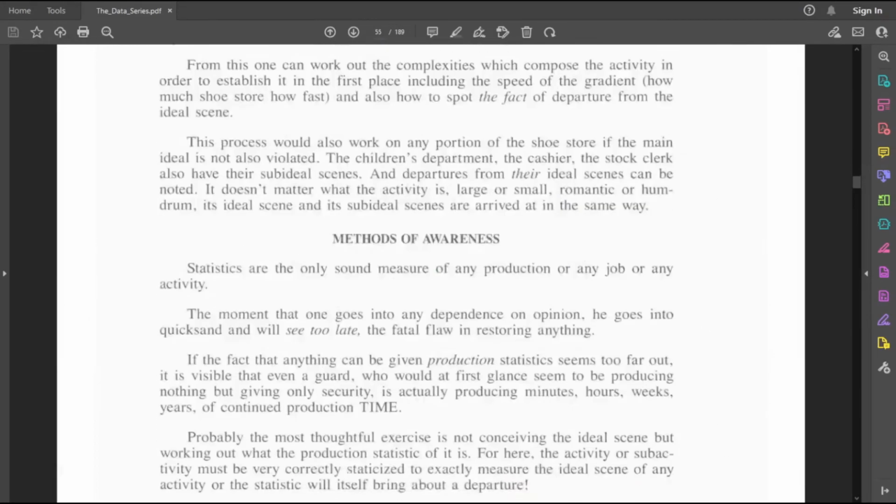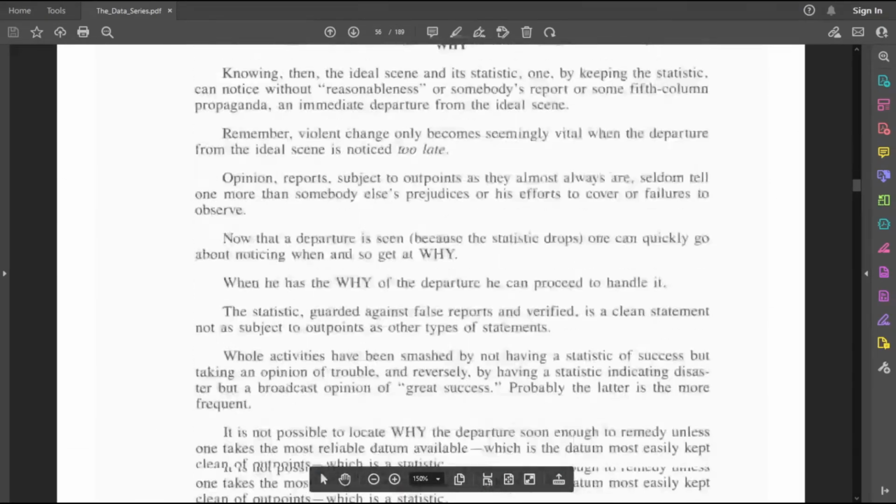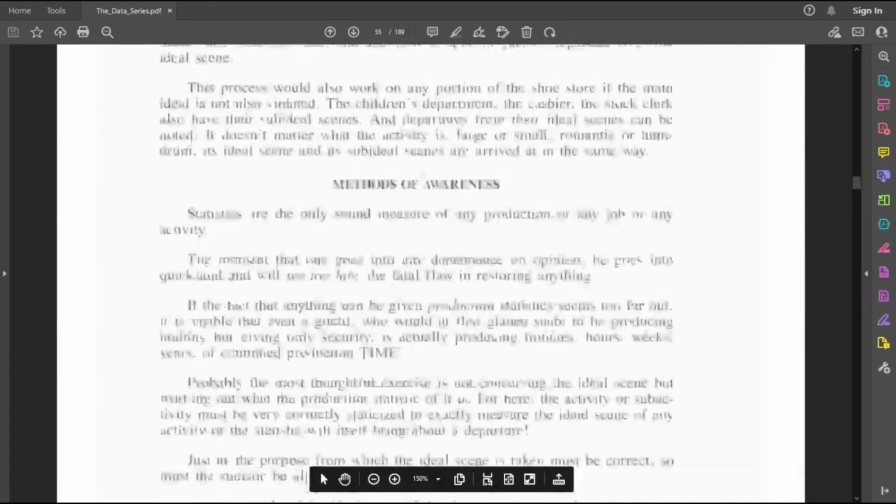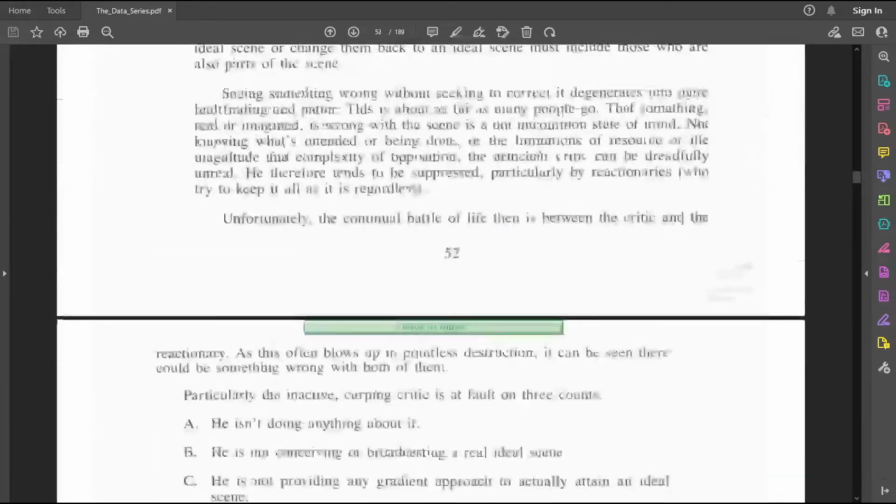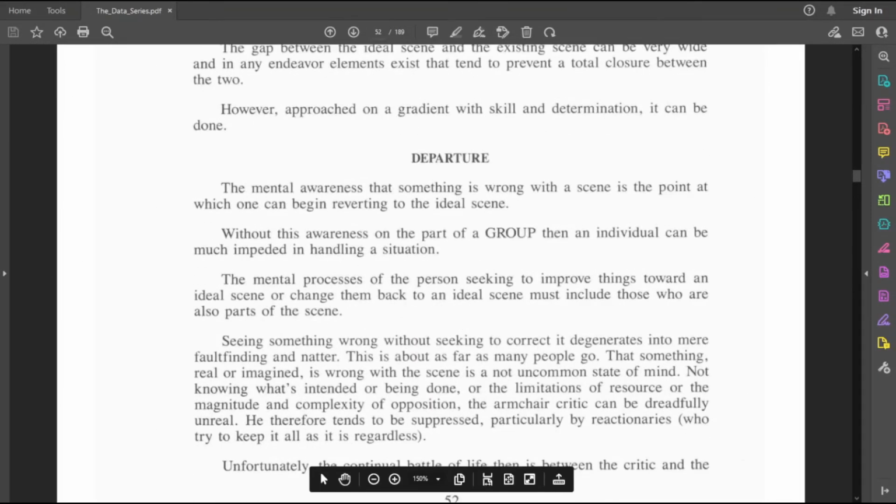Alright, so we got four, five, six pages left. I'm going to keep pumping these videos out. We're going to pick up on departure next time. But I'm not going to go into any other subjects until all the data series videos for this specific policy letter are out. So it's probably going to go on for the next two videos in a row.